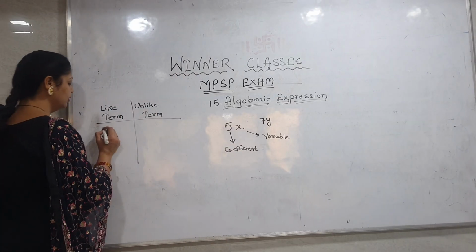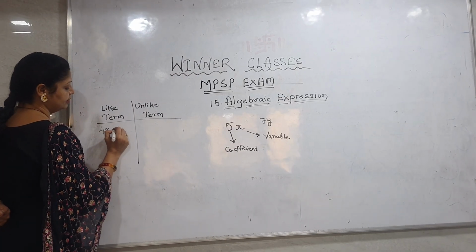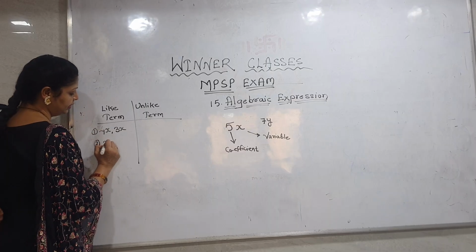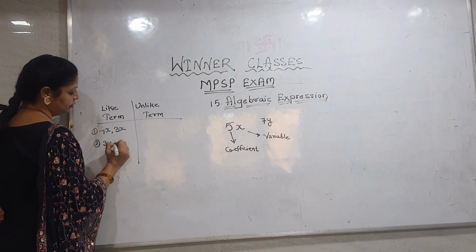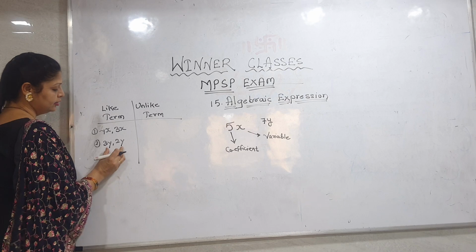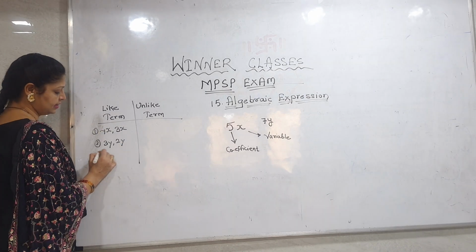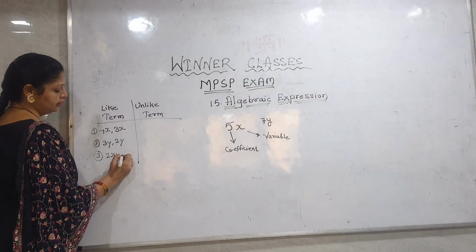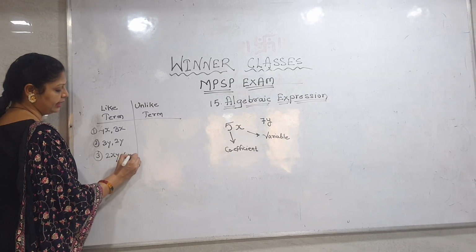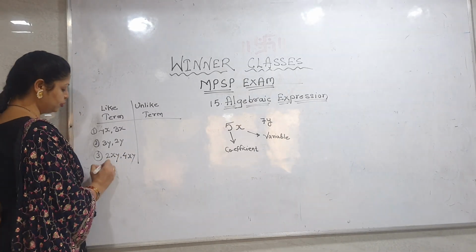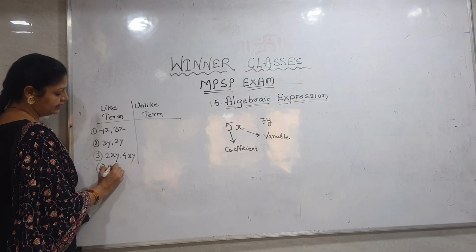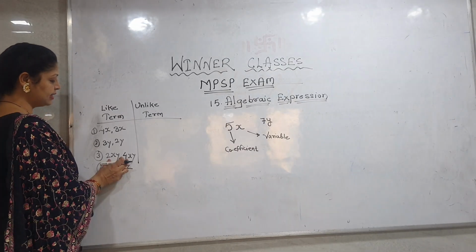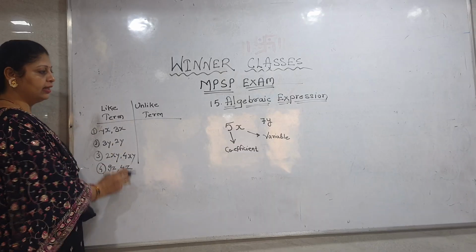For example, 4x, 3x. Then second, 3y, 2y. So variables are same. For example, suppose two letters are there, 2xy, 4xy, like that. Suppose 9z, 4z. Same variables are there, so that term we call like term.